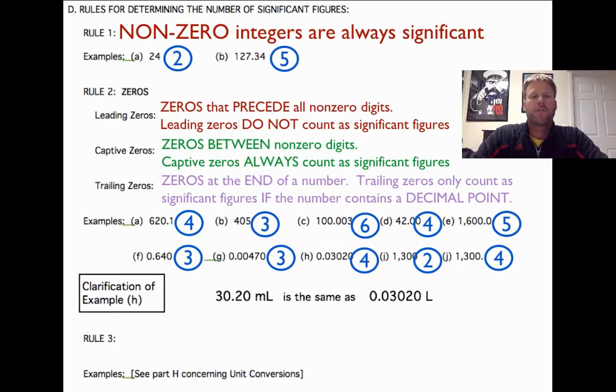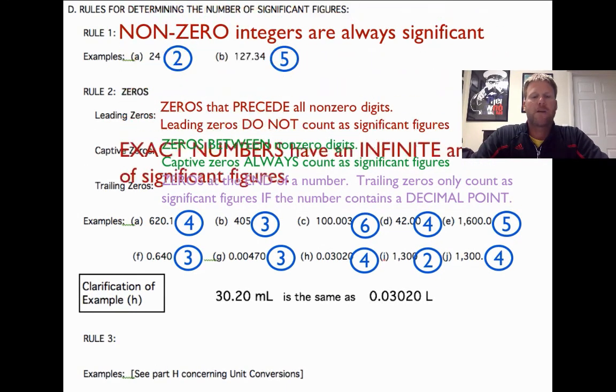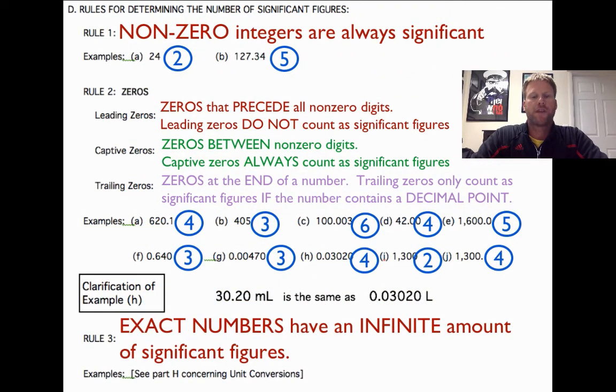The final significant figure rule is that exact numbers have an infinite amount of sig figs. In other words, do not consider exact numbers when determining the sig figs after a calculation. What is an exact number, you may ask? Any constant or conversion factor that may be involved in a calculation has an infinite amount of sig figs. Counting numbers are also exact numbers.